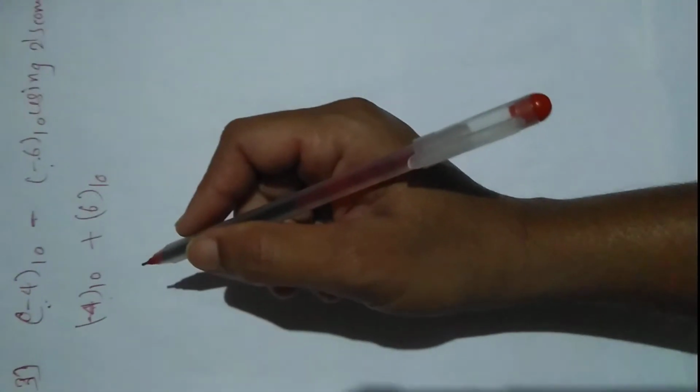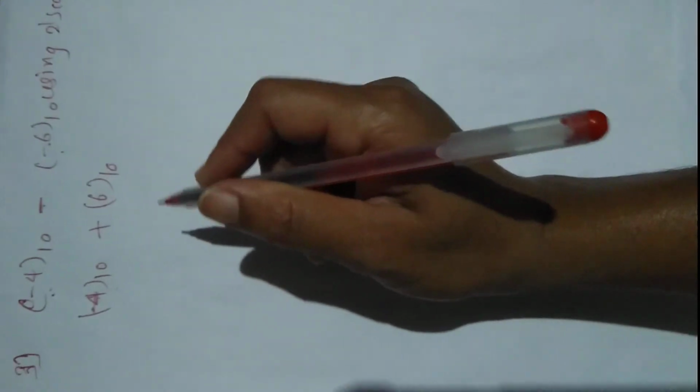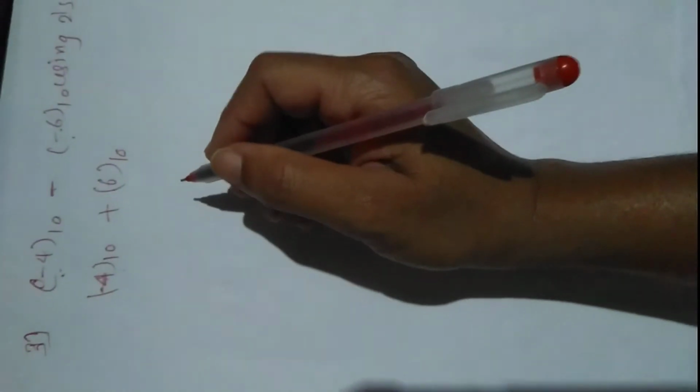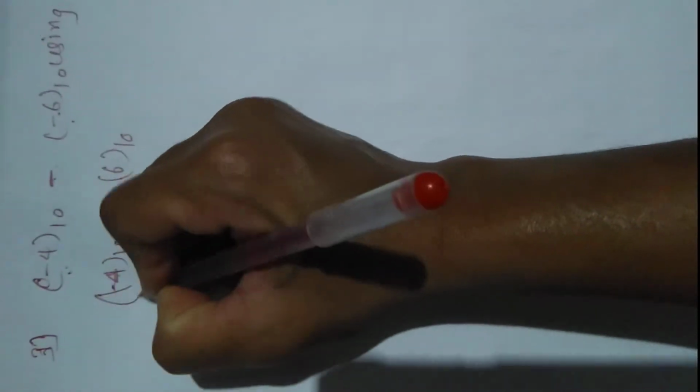This is the third case, A negative, B negative, both negative. Using 2's complement, first this is minus 4 minus minus 6, and minus minus is plus, so plus 6. In the last two problems, the second number, that is the negative number B, we take its 2's complement. So here the negative number is minus 4, but minus minus is plus 6, so we take the 2's complement of minus 4.